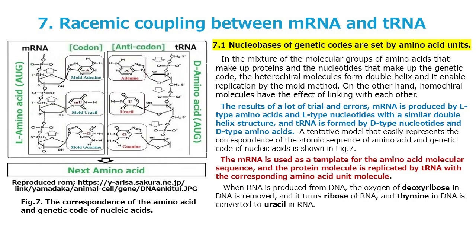When RNA is produced from DNA, the oxygen of deoxyribose in DNA is removed, and it turns into ribose of RNA, and thymine in DNA is converted to uracil in RNA.